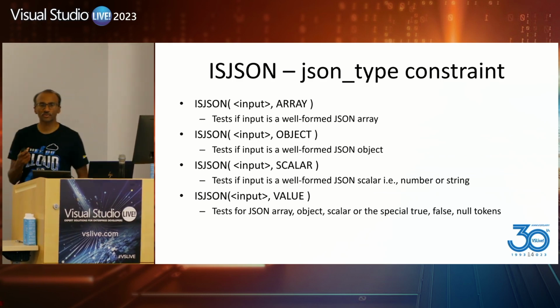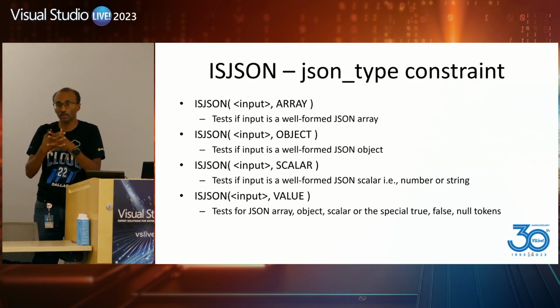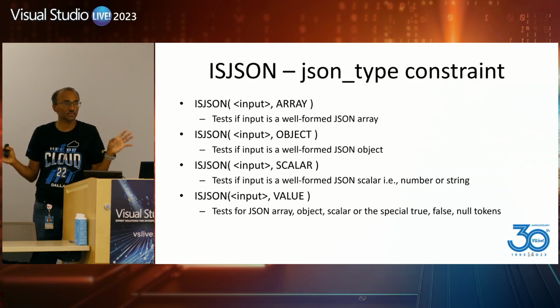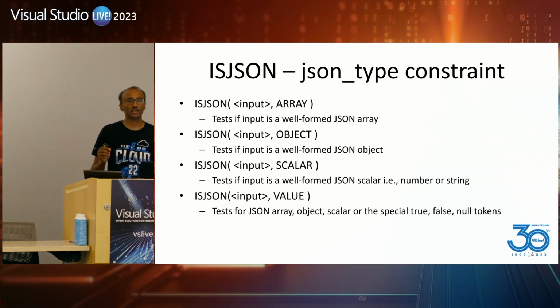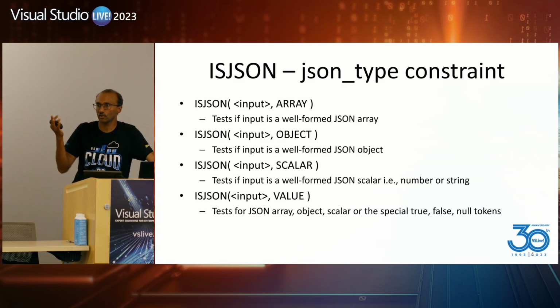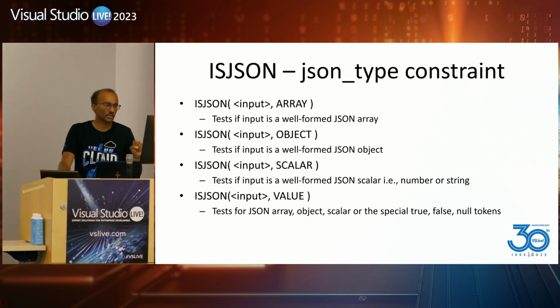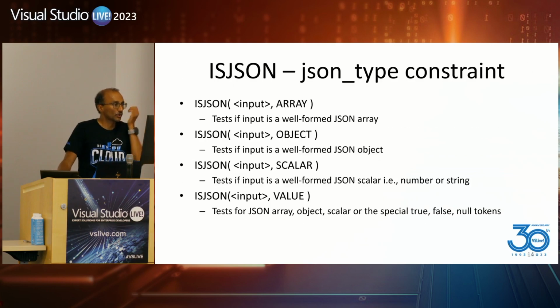The third one is scalar. Like I said, the JSON type system is very primitive. It only distinguishes two things, pretty much: number and string. Everything else is objects. So scalar will check if the particular value is really a number or a string. And then the last one is the general function, which is pretty much the same as isJSON. Okay, so that was isJSON.